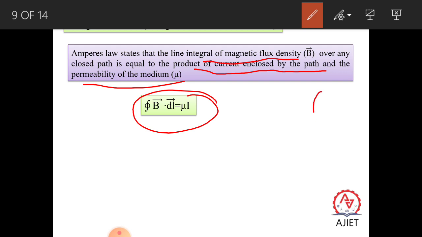If this is the current carrying element dl with current I, the magnetic field B at this point can be calculated as the closed integral of B dot dl. If you know the value of B and the value of dl, you multiply and take the closed integral around the path. Whatever it is, that gives you the value of the current. B dl integral is equal to mu into I.